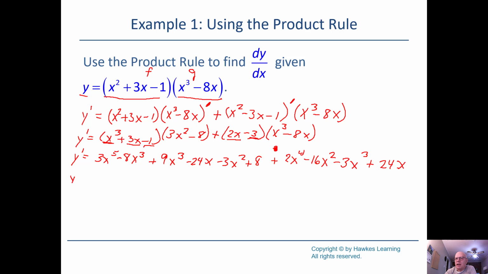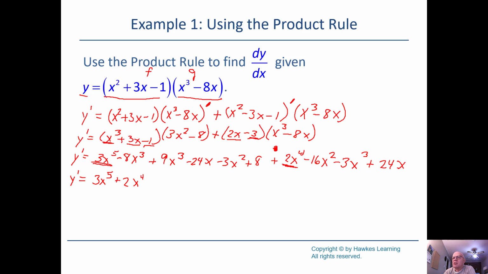Now, barring any mistake, let's see what we've got. As I look through here, the only x to the fifth term I've got is the first one. So 3x to the fifth, and we used up that one. So I have an x to the fourth, yes, I've got one x to the fourth there. So that's 2x to the fourth. I used up that one.